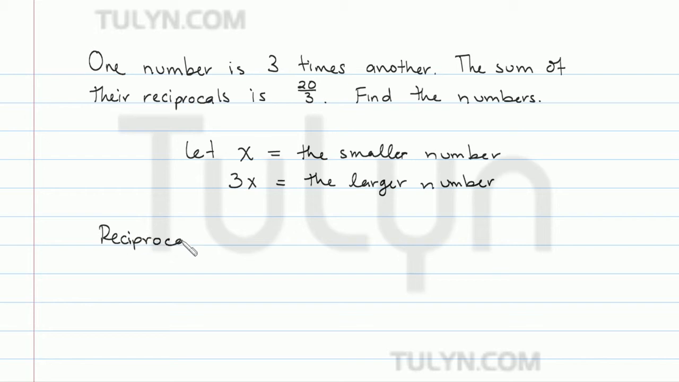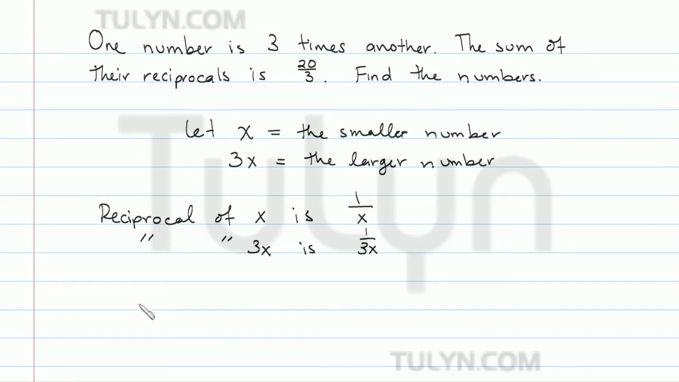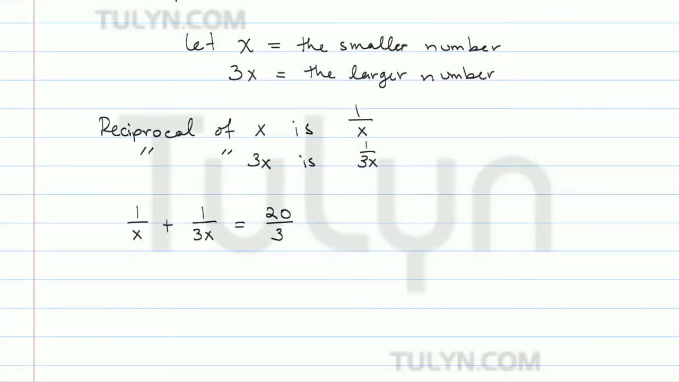So the reciprocal of x is going to be just 1 over x, right? Because the reciprocal of any value is 1 over that value. And similarly, the reciprocal of 3x is going to be 1 over 3x. So now we can actually set up our problem. So it says the sum of their reciprocals, so 1 over x plus 1 over 3x is equal to 20 over 3. So now we get to solve.